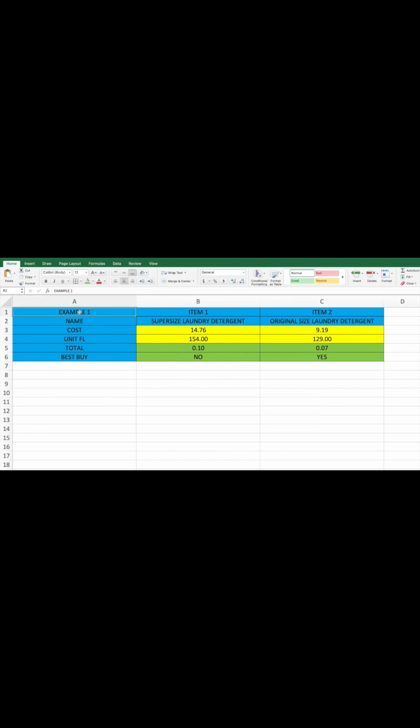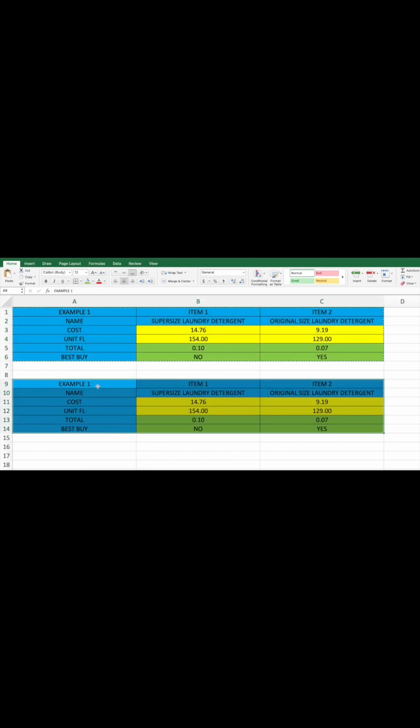At this point, the best buy calculator for example 1 is complete, and we will now construct the calculator for example 2. First, highlight the example 1 calculator and copy and paste below to cell 9 alpha. Change the name of the calculator to example 2. Change the names to orange cereal and blue cereal. Change the units from fluid ounces to ounces and input the example 2 cost and unit data.